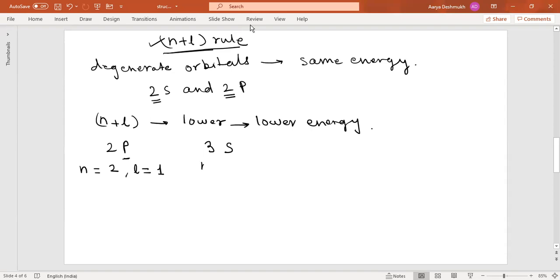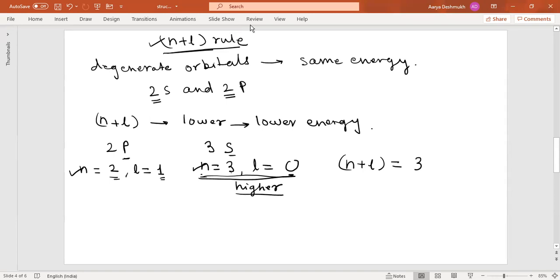Remember this, at this point of time you should be very much aware of this. Now looking at this, what is the value for n? n will be equal to 3. Since this is s, L will be equal to 0. So what is the value of n plus L for both? That is 3 plus 0 equal to 3 and 2 plus 1 equal to 3. So in both the cases, n plus L is 3. Which orbital will have the higher energy? The one with the higher value of n. Here n equal to 3 and here n equal to 2. So the 3s orbital will have higher energy.